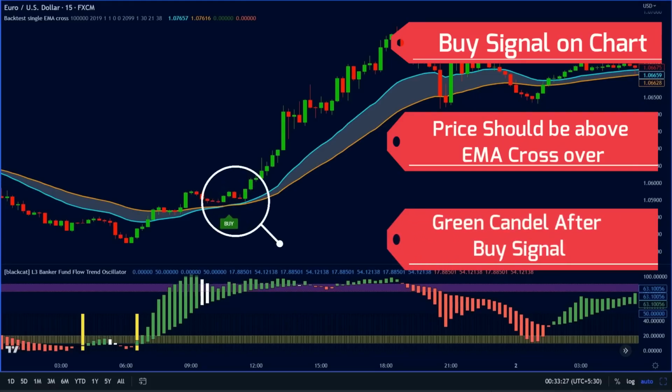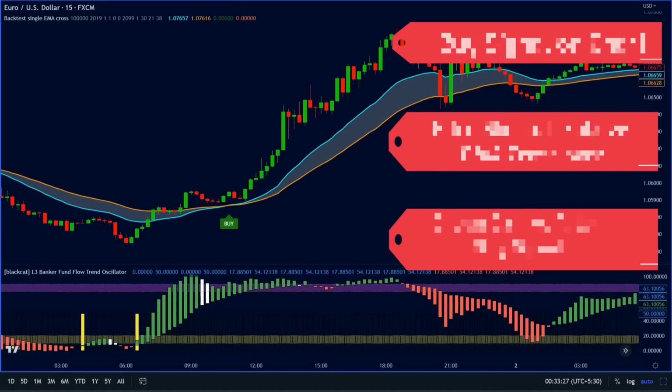It's not necessary for the candle to appear immediately after the buy signal. It can take one or two candles to appear. But eventually, we need to see a positive candle after the buy signal.